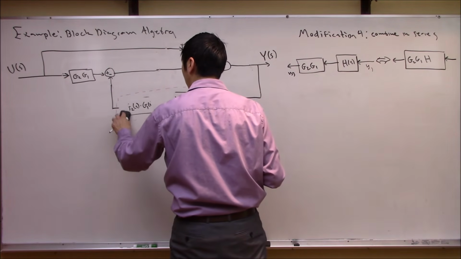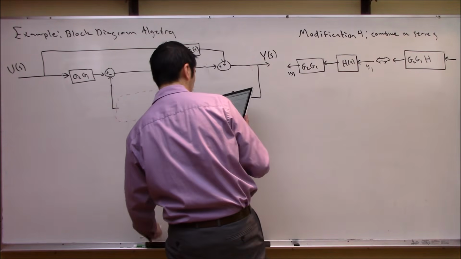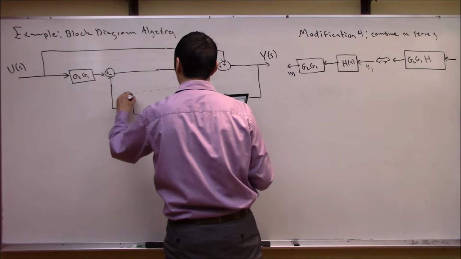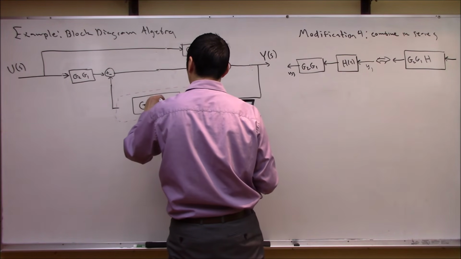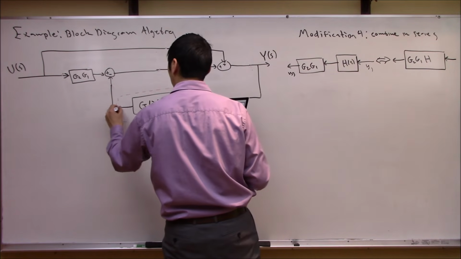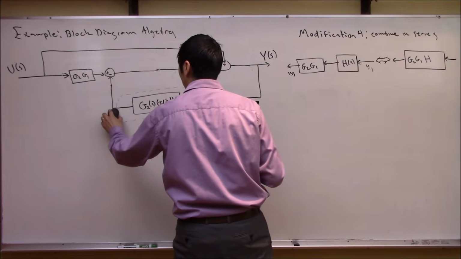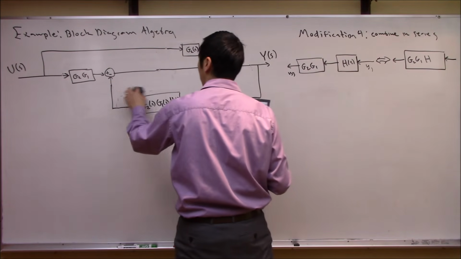I'll erase everything in the red, because what we're going to do is replace it with an equivalent of just a single G2, G1, H. Great, okay. Doing well. Let's go ahead and erase the red box now and see what else we want to modify here in our diagram.